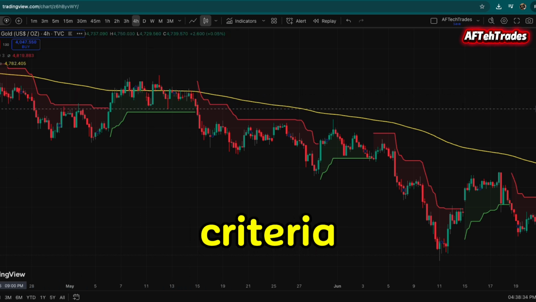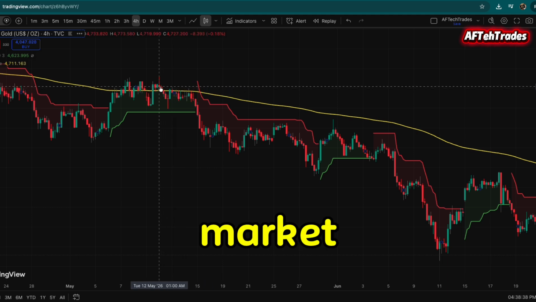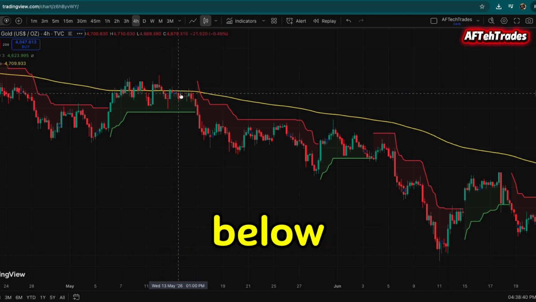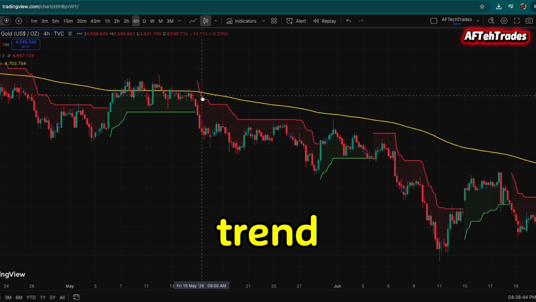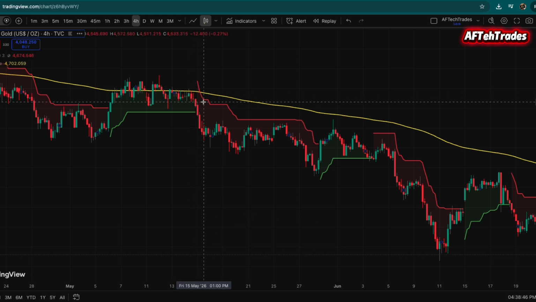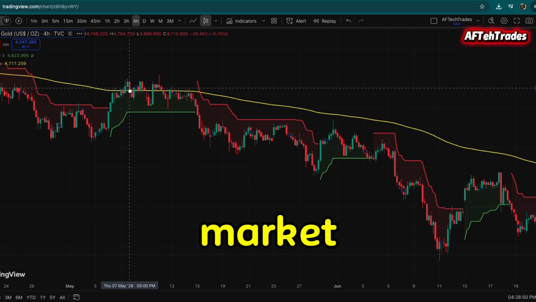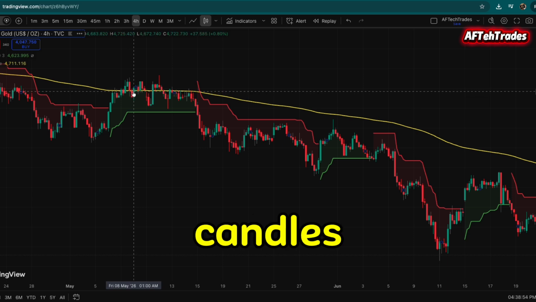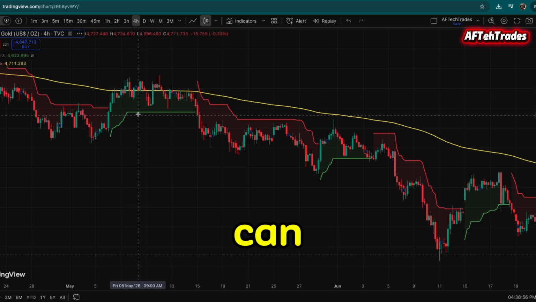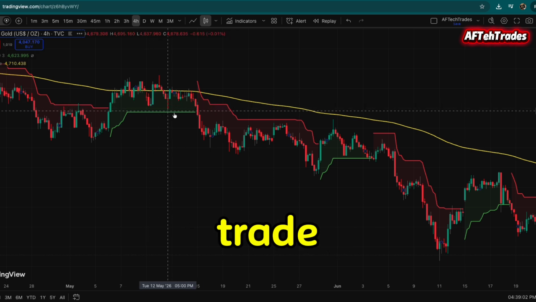And the entry criteria is that once the price, the market, the candlestick breaks below the 200 EMA, I'll wait for the super trend to now change to red. Okay? You can see here, the market is choppy in this situation, and the candles break below it, but you can see the super trend indicator is still green. Okay, I'm avoiding such a trade.